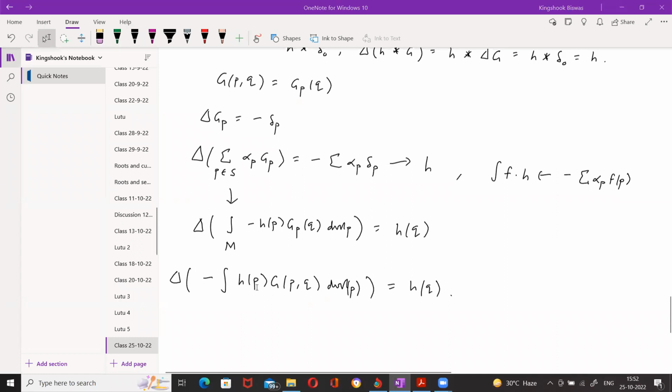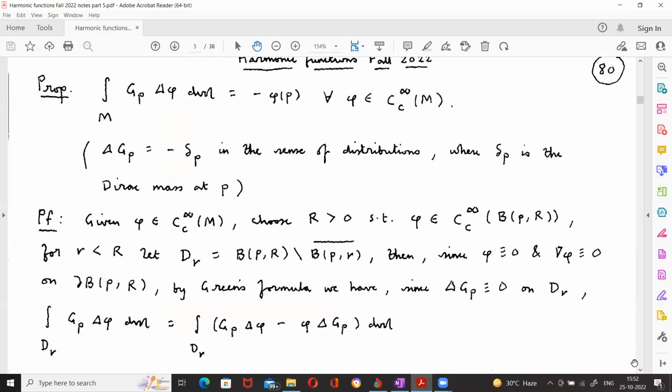It's like a convolution. In R^n, this g(p, q) is just 1 over the norm of p minus q to the n minus 2, so this becomes a convolution. But in a manifold, you don't have a linear structure, so it's just an integral operator. Is this okay? Okay. So this is why the Green's function is important to solve the Laplace equation.